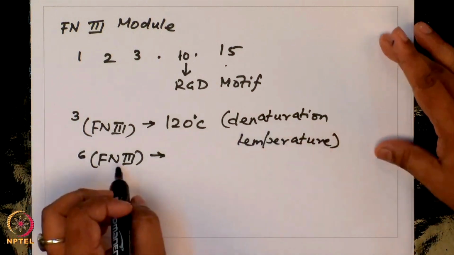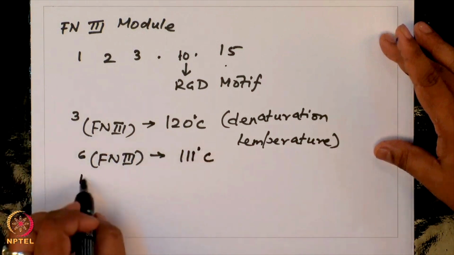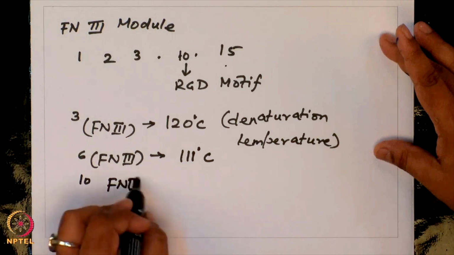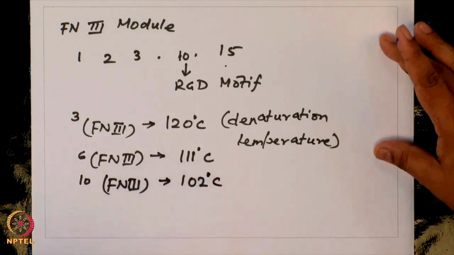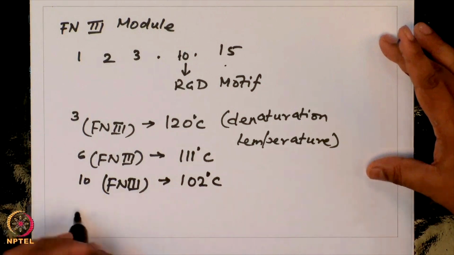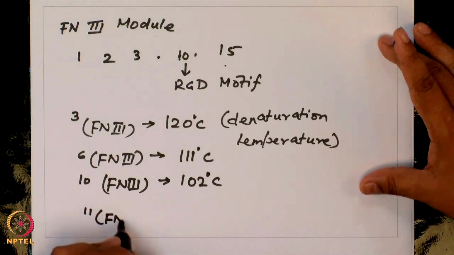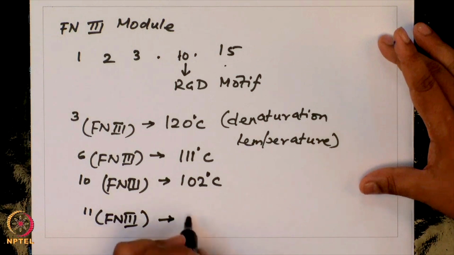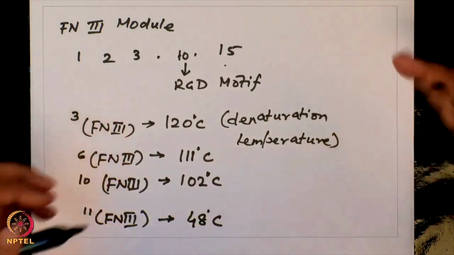Okay. The sixth domain of FN3 denatures at around 111 degrees Celsius. Similarly, the 10th domain of FN3, which contains the RGD binding sites, denatures at 102 degrees Celsius, and so on and so forth. And in this way, the weakest among the domains is the 11th domain of the FN3 module, which denatures at 48 degrees Celsius. So, this tells you that there is a gradation of sensitivity of these individual domains to denaturation.